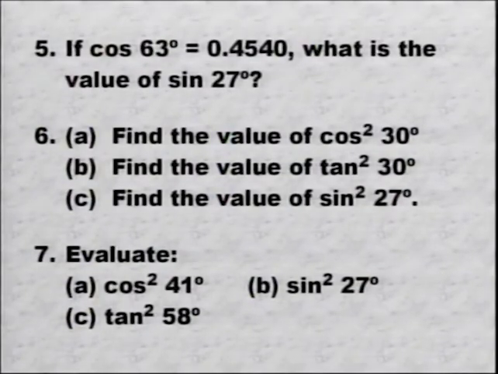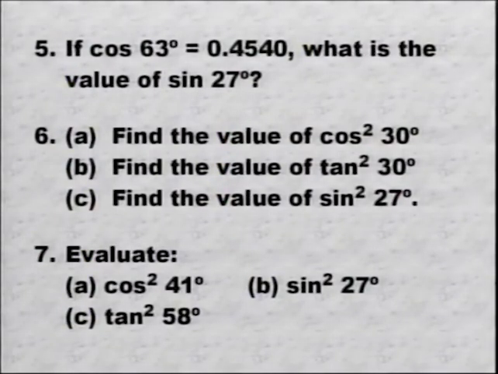Number 6a, sine squared 30 is 1/4. Tan squared 30 for B is 1/3. And I don't know what sine squared 27 is because I don't have a calculator. What's sine squared 27? 0.2061. Okay, sine 27 squared is 0.2061. What about cos squared 41?